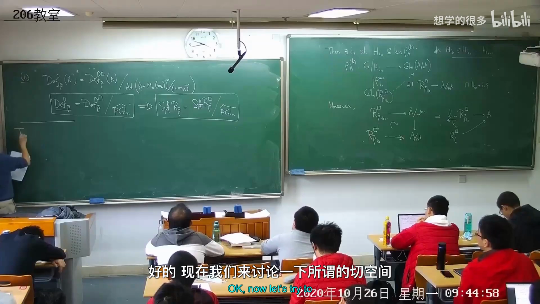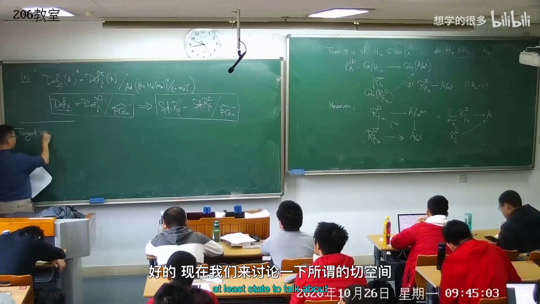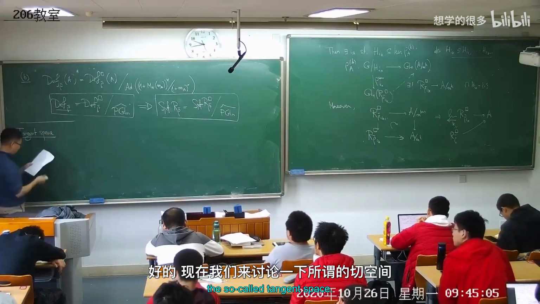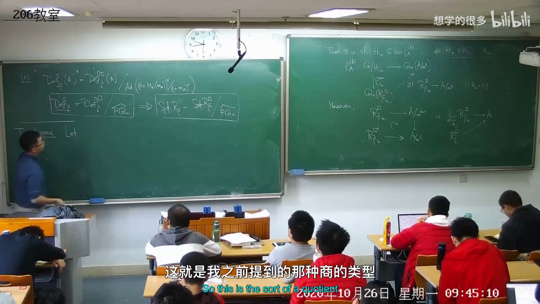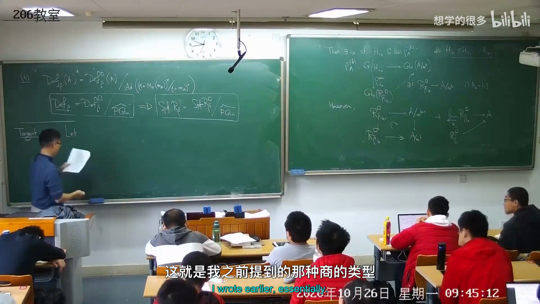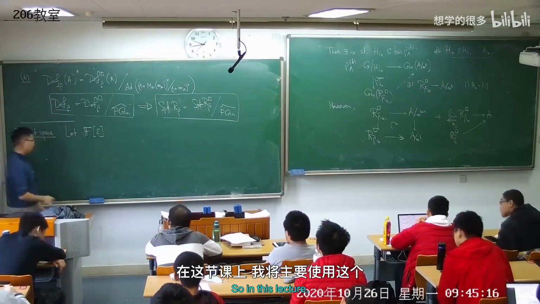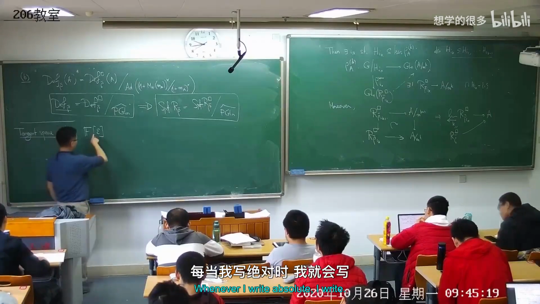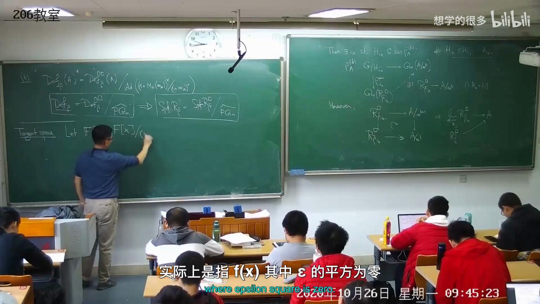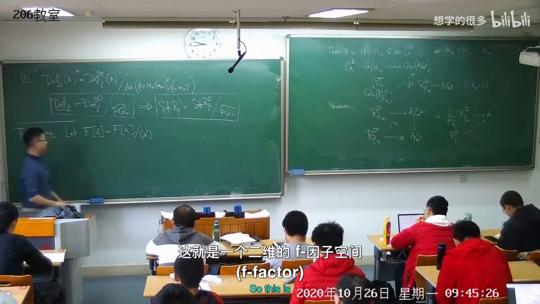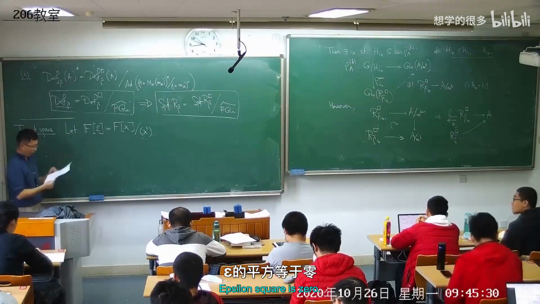Okay, now let's try to at least state the so-called tangent space. So this is the quotient I wrote earlier, essentially. In this lecture, I will frequently use this. Whenever I write epsilon, I really mean F[x] modulo epsilon squared is 0. So this is a two-dimensional F vector space, but I think of it as a ring. Epsilon squared is 0. Okay?